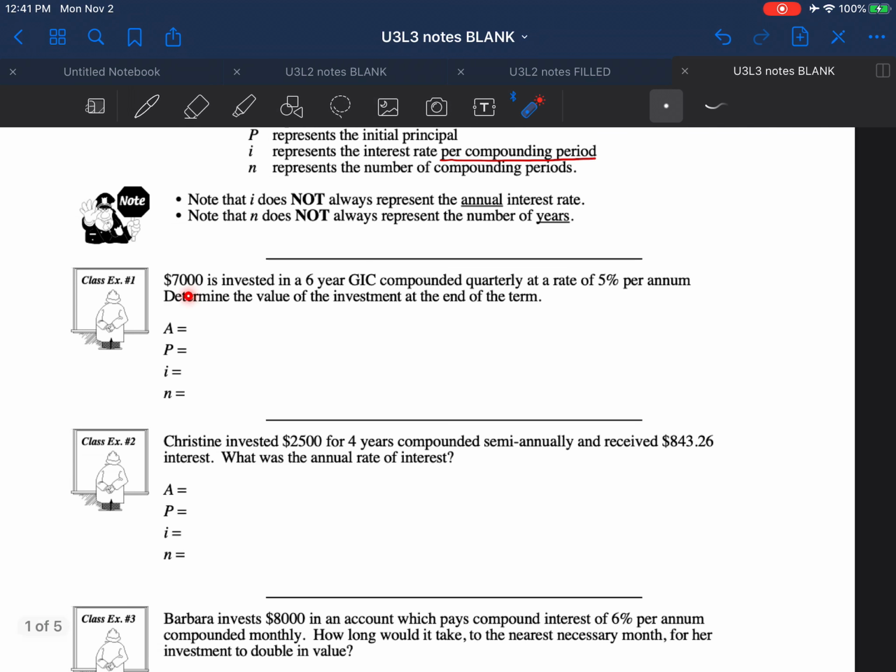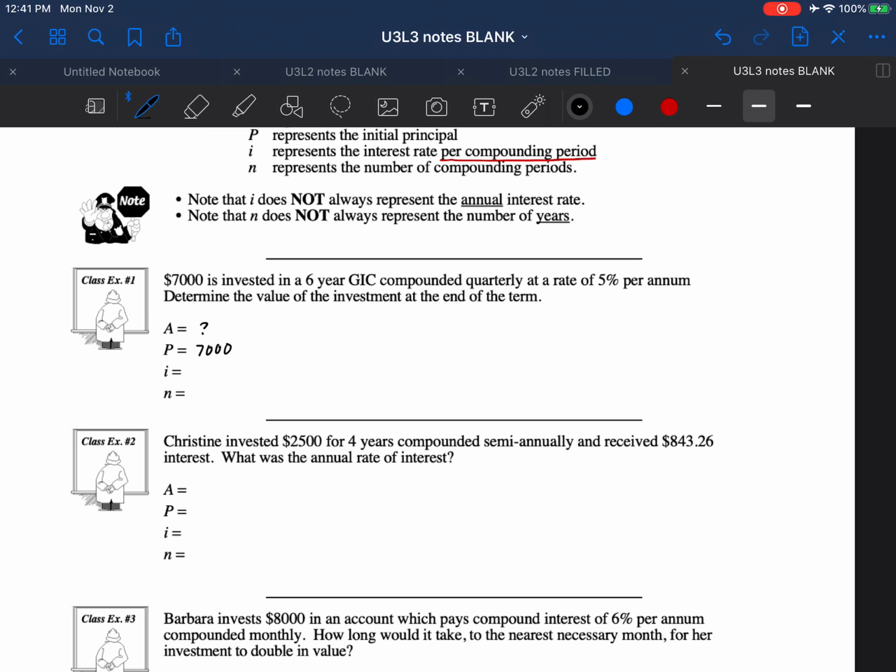First example, we've got $7,000. We invest it for 6 years, and the interest is compounded quarterly, which means once a quarter, once every 3 months, at 5% per annum. We want to figure out how much the investment is worth at the end. So A is our unknown. Our principal, our initial amount, is $7,000.